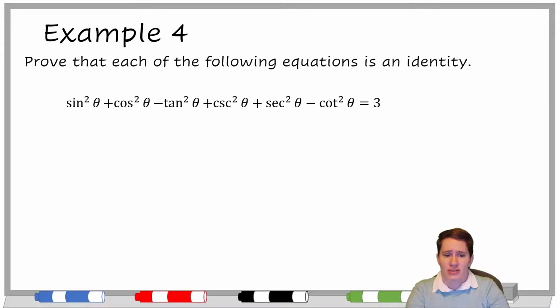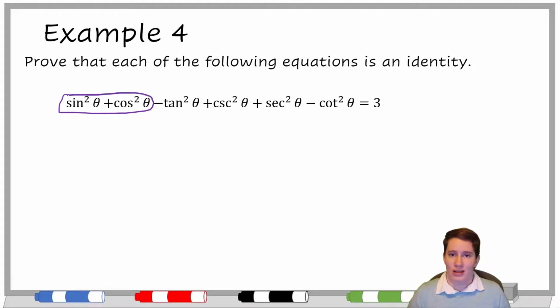Whew, let's look at this one. This is long. We've got a bunch of squareds, but they equal 3. So what's interesting about this is it seems like maybe we're going to find some Pythagorean identities hidden in here. In fact, at the beginning, sine squared plus cosine squared equals 1, right? It doesn't matter that sine squared was first, because we could just rearrange this so that cosine squared is first. But this part is 1.